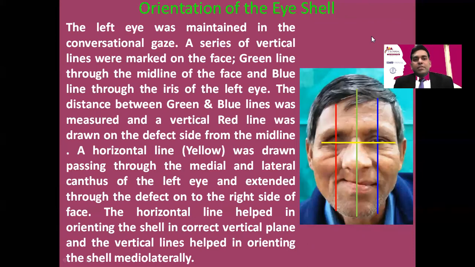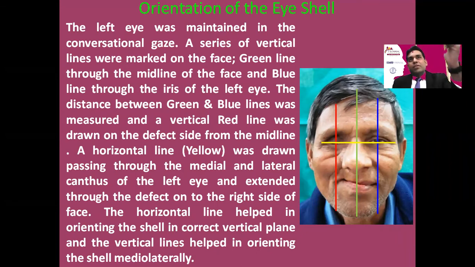Now the next step is orientation of the eye shell. The left eye was maintained in the conversational gaze. Now, how to maintain this conversational gaze? You can ask the patient to look at an object which is at a distance of 6 feet and at the level of the eyes. This position is suitable for adjusting the position of the eye shell, so that you can compare the position of the eye shell with the contralateral eye and the position can be finalized.